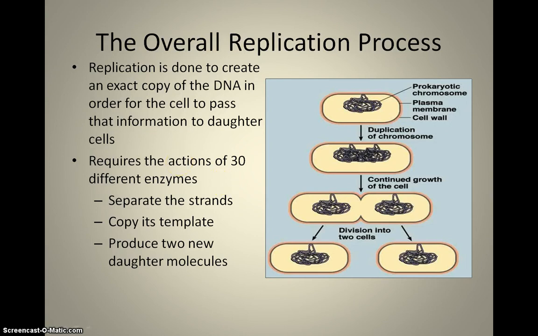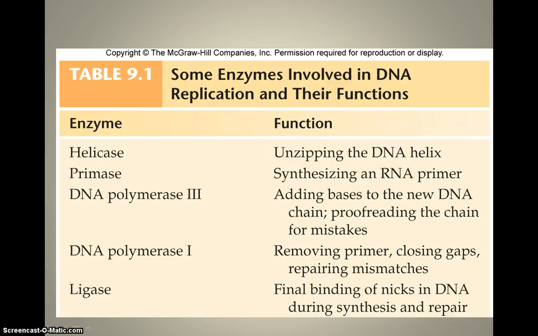And this takes a lot of different enzymes, and we're only going to narrow it down to a few of the most important. But the general idea is that we need to first separate the strands, and then we need to copy the template, and then we produce and separate out into two daughter molecules. So the five enzymes that are responsible for that process are helicase, primase, DNA polymerase 3, DNA polymerase 1, and ligase. And I'll talk more in detail as I go through the process of replication.